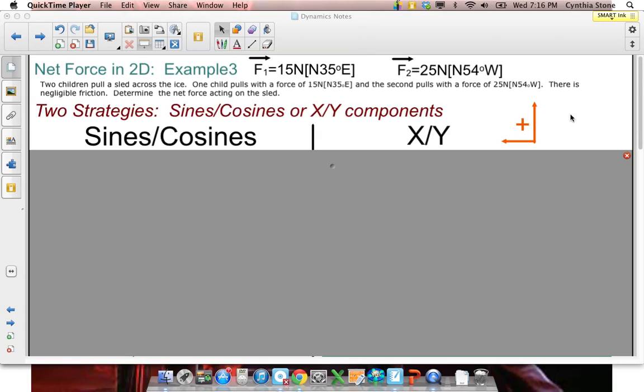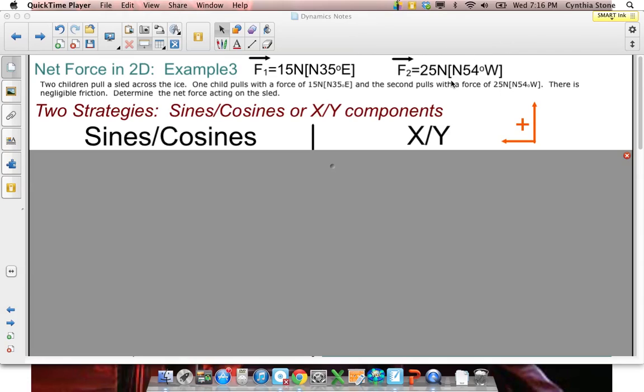Final example, solving for net force in 2 dimensions. We're given a question. We have 2 children pulling a sled. The first child uses this much force. Charlie's snoring again. The second child pulls with this much force.